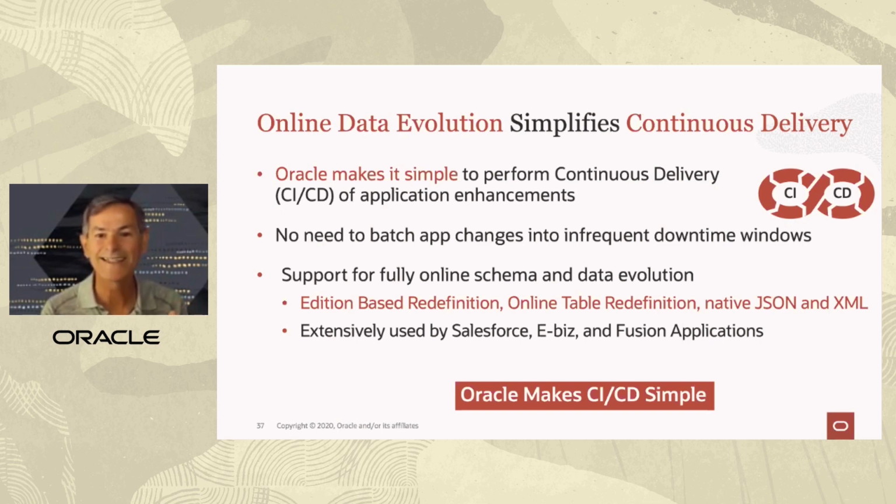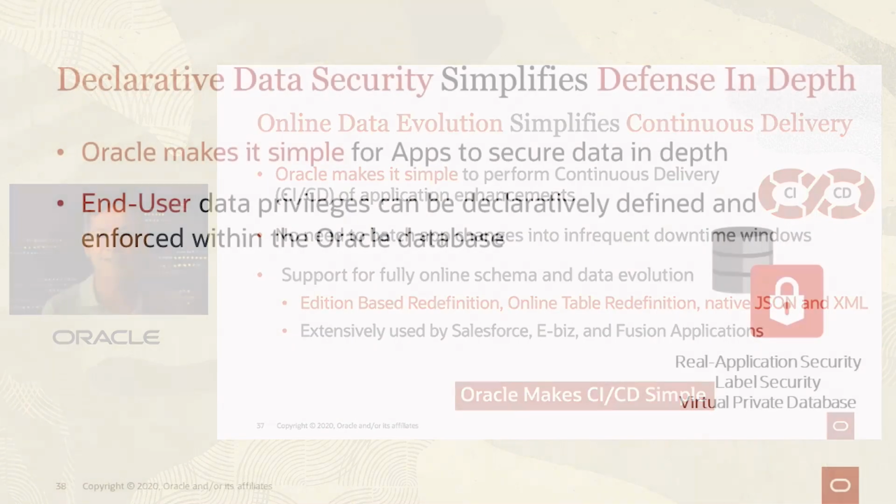We have something called online table redefinition that allows a table, not just the definition, but the actual data, to be changed and redefined while the application stays online. And we natively support data structures like JSON and XML that can be easily changed online. This CI/CD technology in Oracle is extensively used today by many sophisticated applications, for example, Salesforce, eBusiness Suite, and Fusion applications. So using these, Oracle makes CI/CD dramatically simpler.